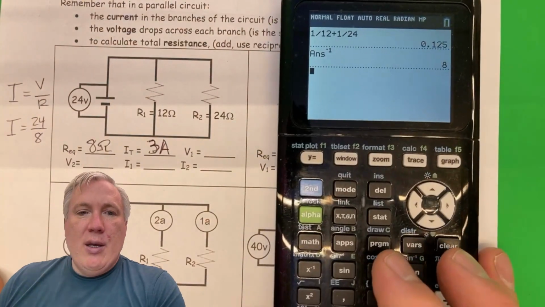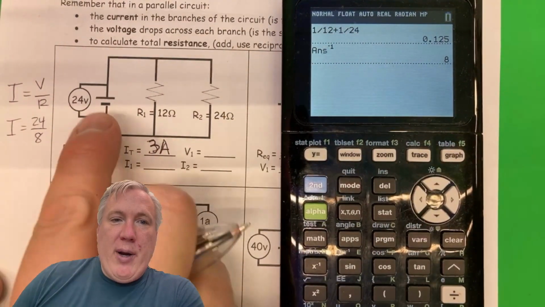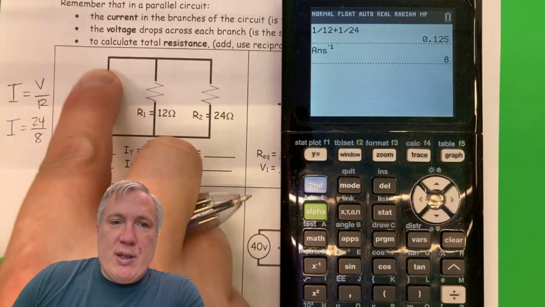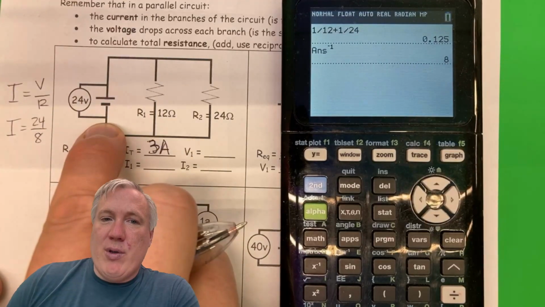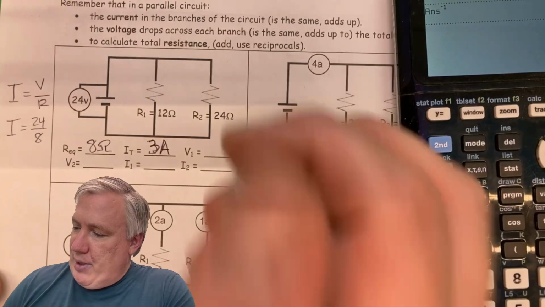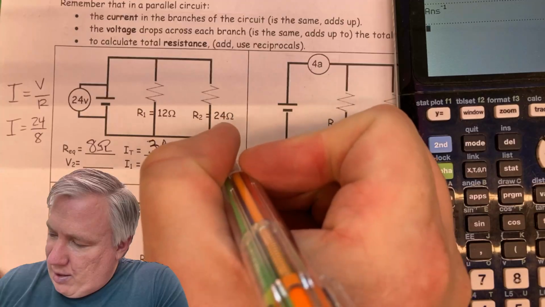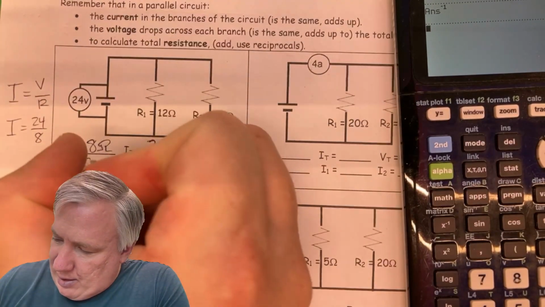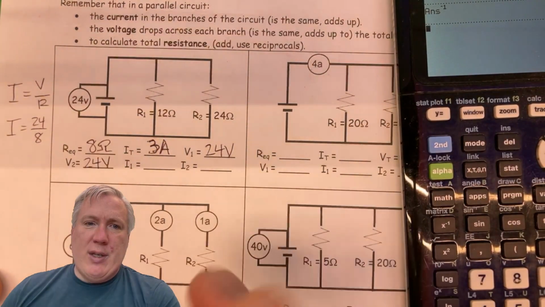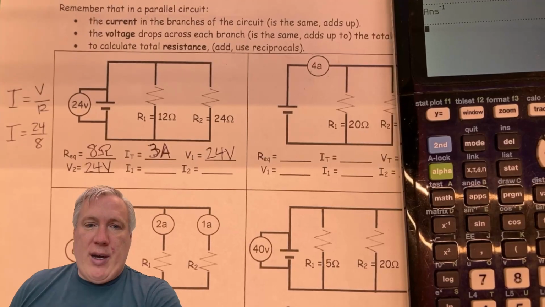Okay. Now, what's the voltage? Well, these are parallels, meaning that this resistor is connected directly to the power source on both sides. So the voltage is always the same on everything in a parallel network. So that's 24 volts, that's 24 volts. That isn't new, we've talked about that.